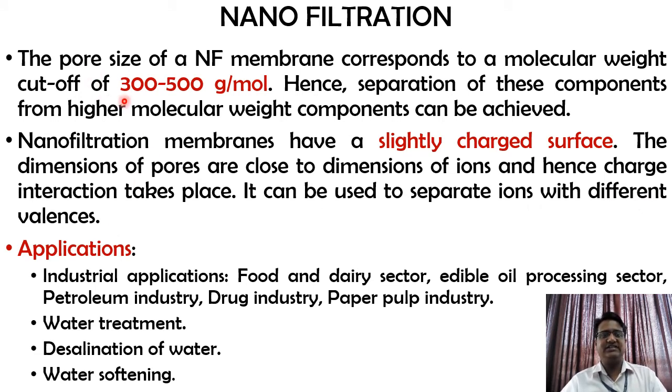So here you can check. Here also the pore size usually will be 300 to 500 grams per mole, or Dalton, which we previously used for reverse osmosis. Now nanofiltration membranes have slightly charged surfaces and the dimension of these pores is close to the dimension of the ions, and hence these charge interactions can take place. That's why it can be used to separate ions with different valencies.